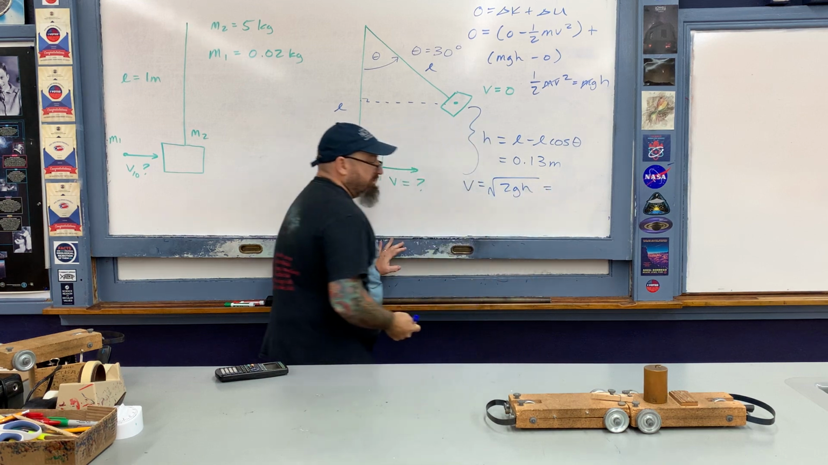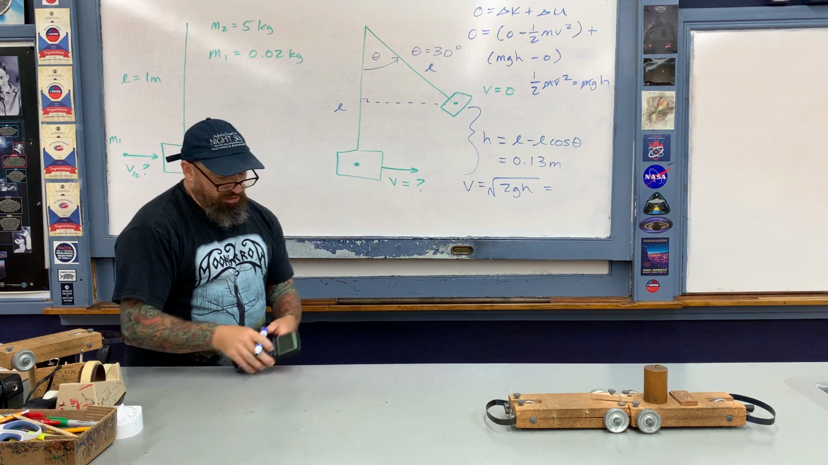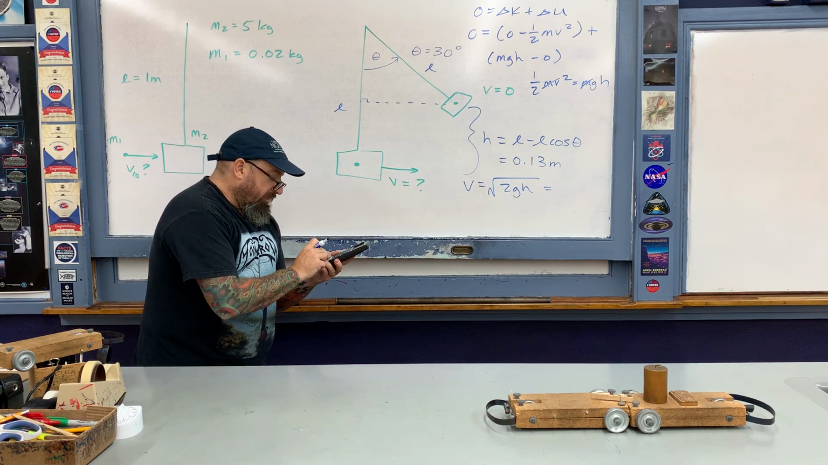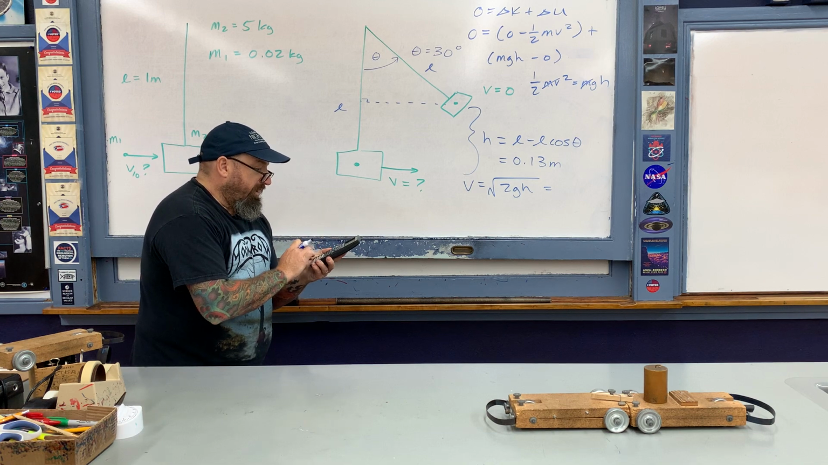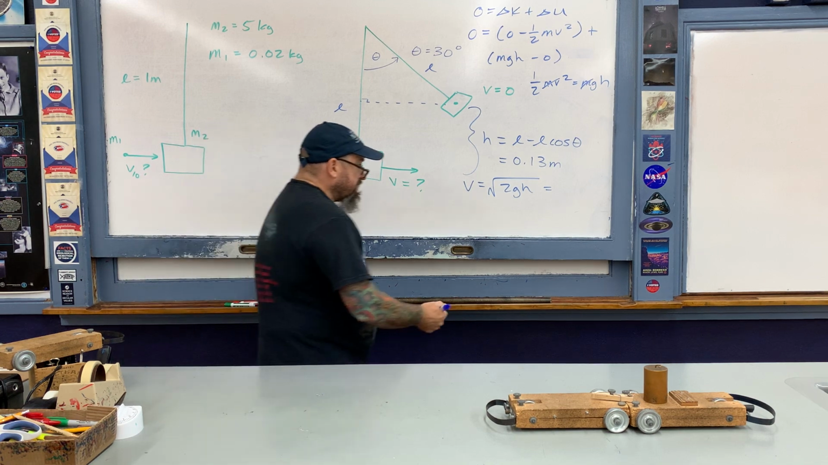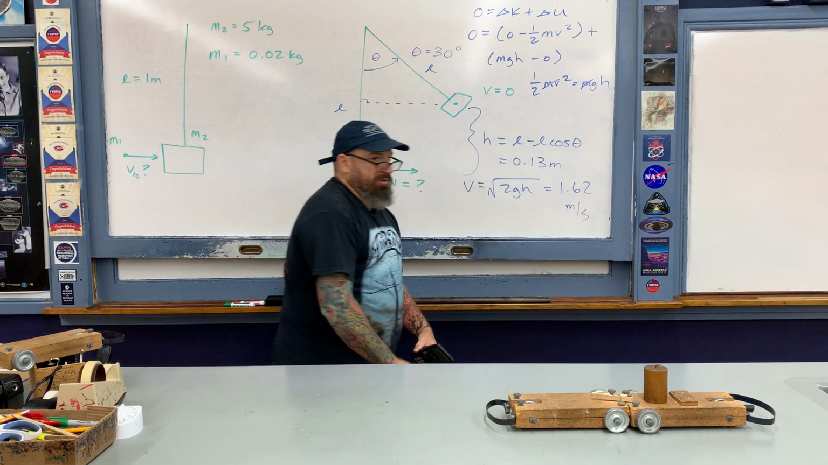And we end up with this expression that we've seen before in other situations involving conservation of energy, square root of 2gh. Now the h is still here in my calculator, so times 2 times 9.8. Take the square root of all of that. And then ultimately the speed here at the bottom of the swing is 1.62 meters per second.